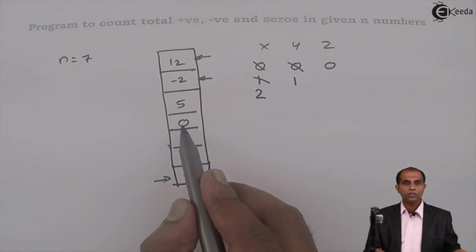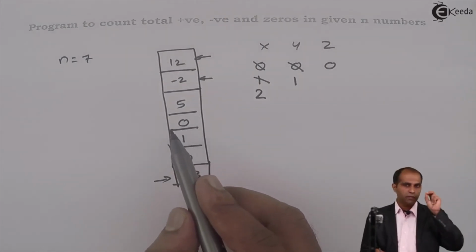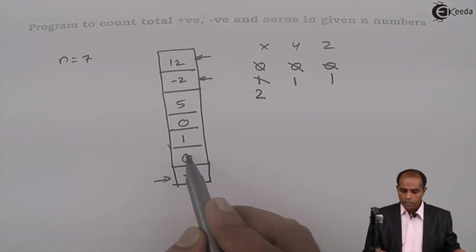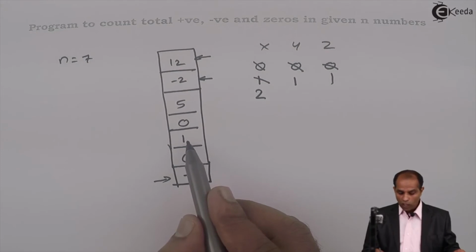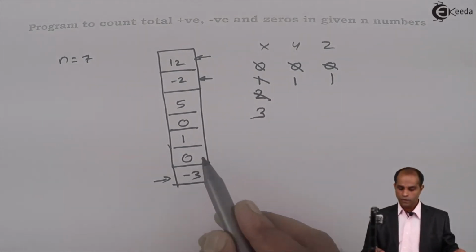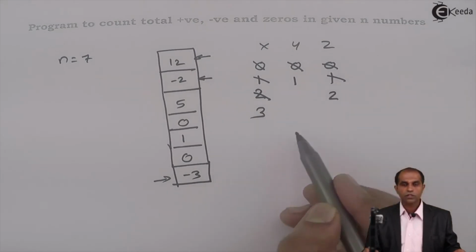0, next value. Is 0 greater than 0? No. Is 0 less than 0? No. If it is neither positive nor negative, it means it has to be a 0. So Z is increased to 1. Come back with the next value. Again 1. Is 1 greater than 0? True. It has been caught in the first instance, a positive number. Next 0: is it greater than 0? No. Is it less than 0? No. It means that it is a 0 value.